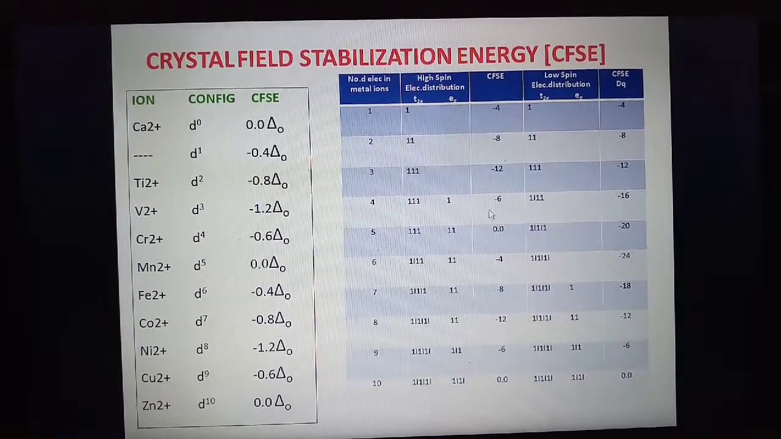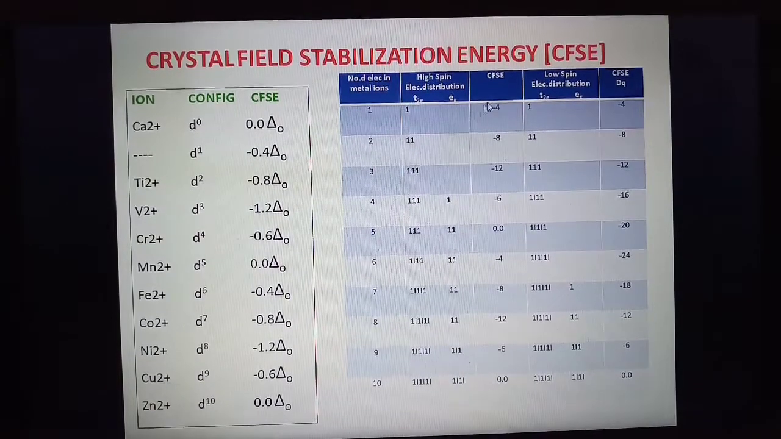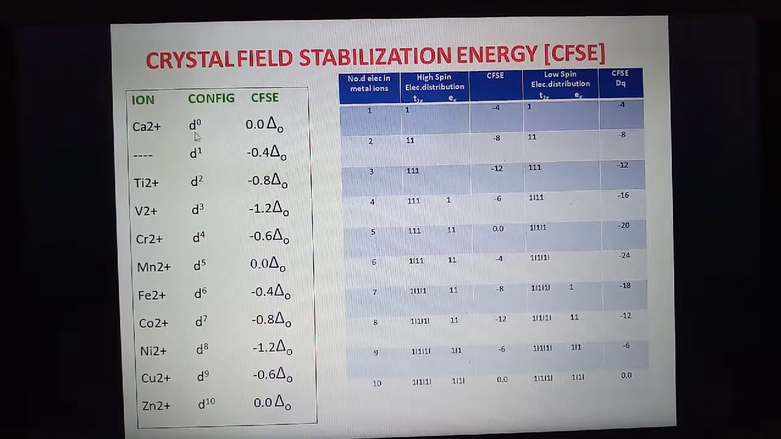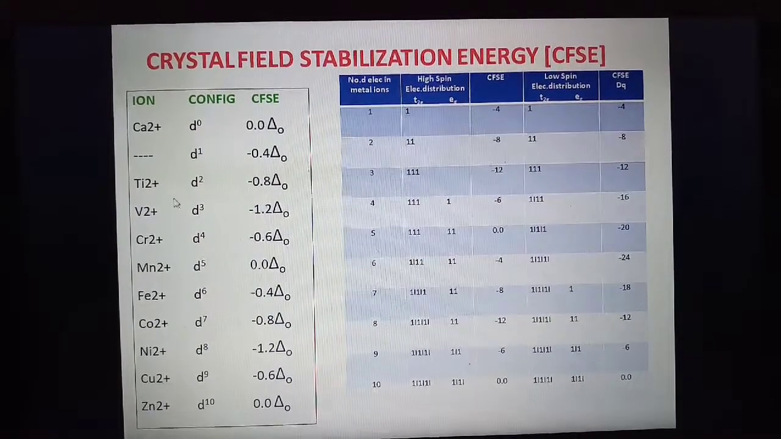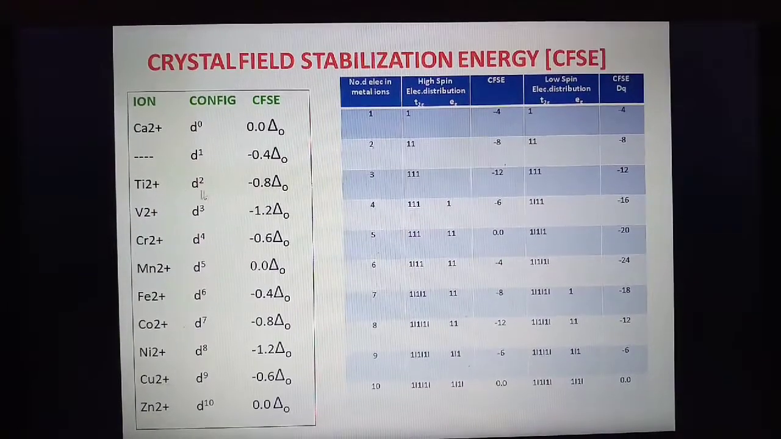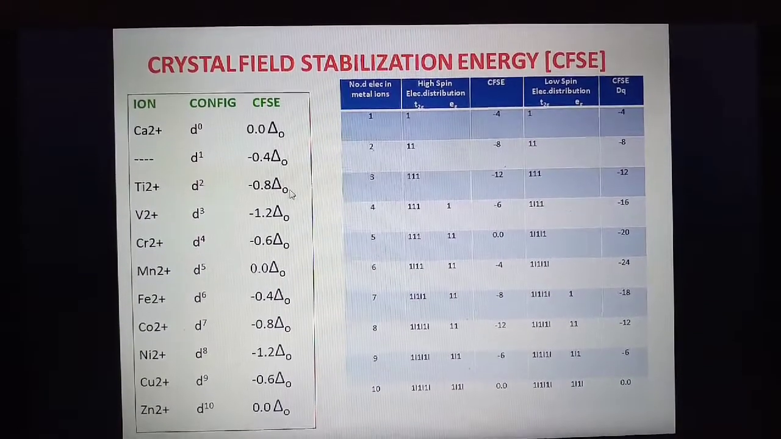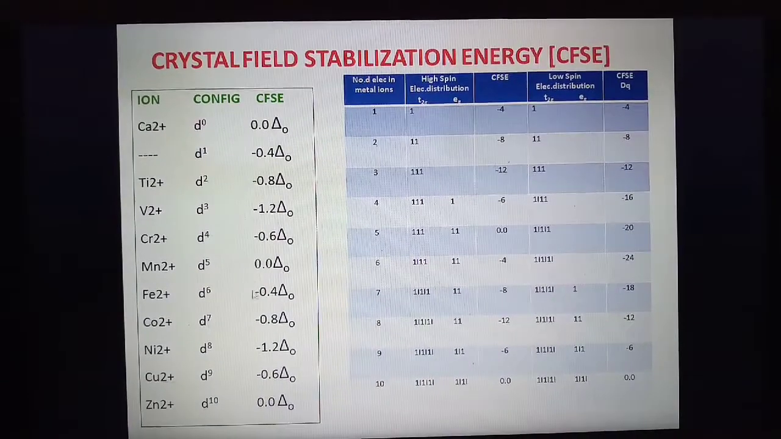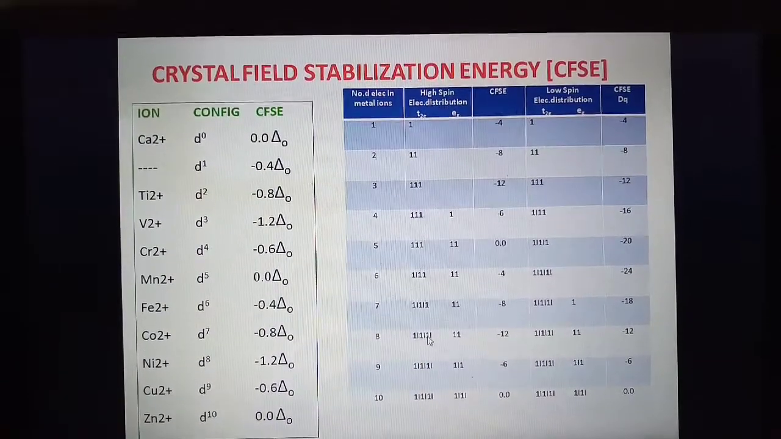So be careful when you fill it up, as it may come in your exam as well. Like calcium, it doesn't have any d electrons, so the value of the CFSE is 0. For titanium, you can see here minus 0.8 of the splitting energy. So you can see it just goes down and then comes up and so on.